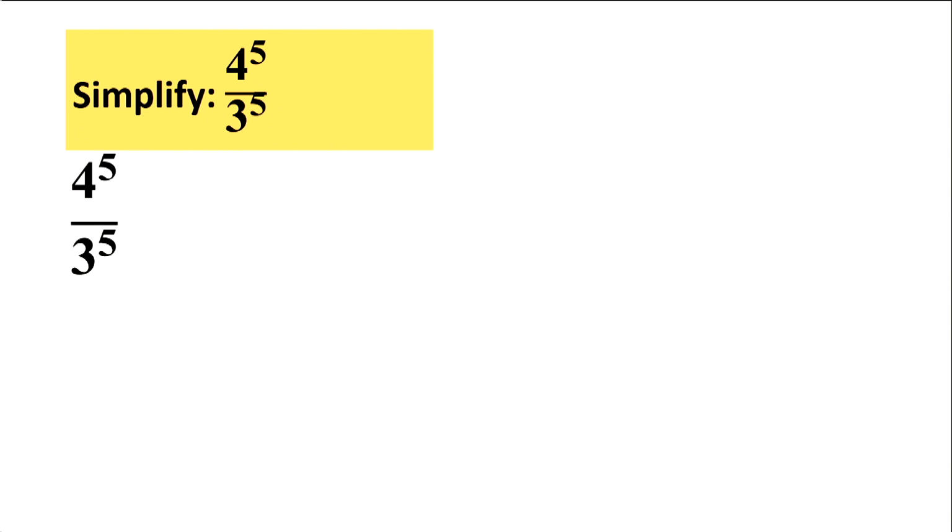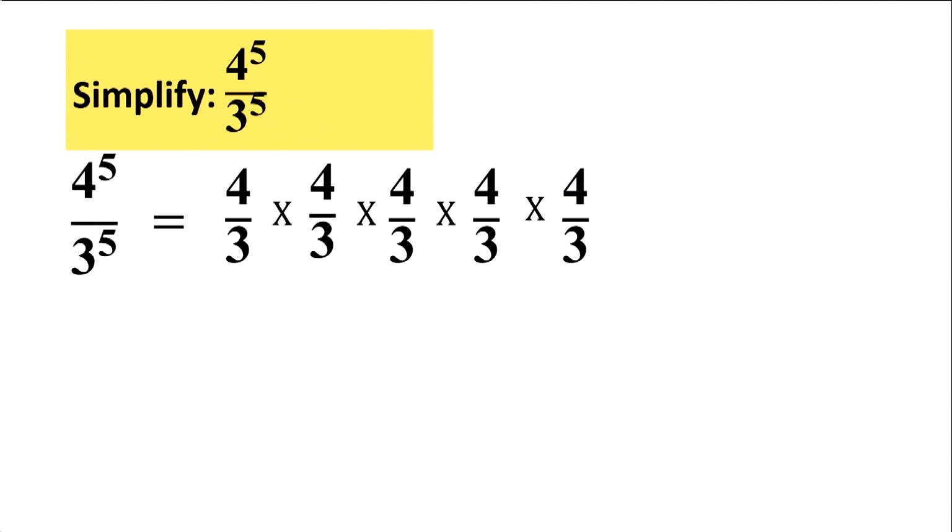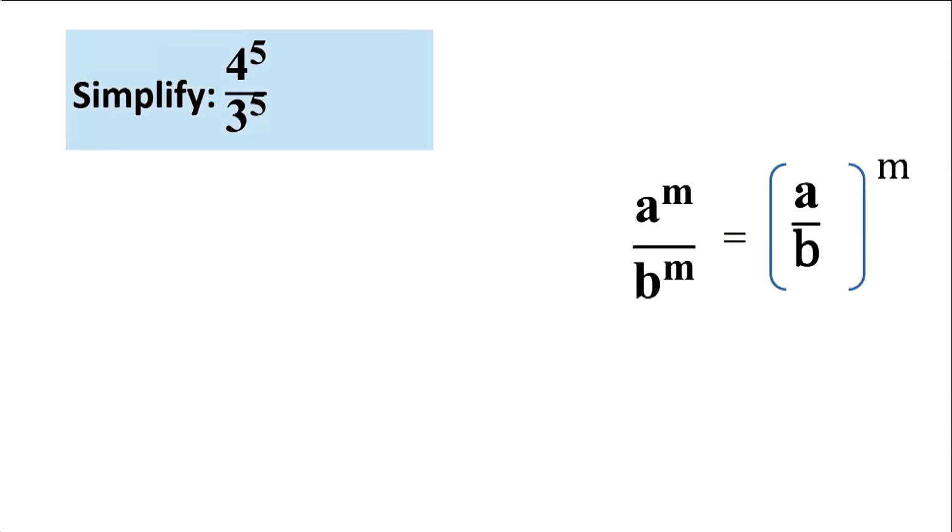Let us understand this law through an example. Simplify 4 to the power of 5 divided by 3 to the power of 5. So, we can write like this: 4 by 3 into 4 by 3 into 4 by 3 into 4 by 3 into 4 by 3, that can be written as 4 by 3 to the power of 5. Yes. So, without expanding also we can write easily in a single step by using the law. You can write either like this, or simply you can write directly as 4 by 3 to the power of 5 using the law of exponent.